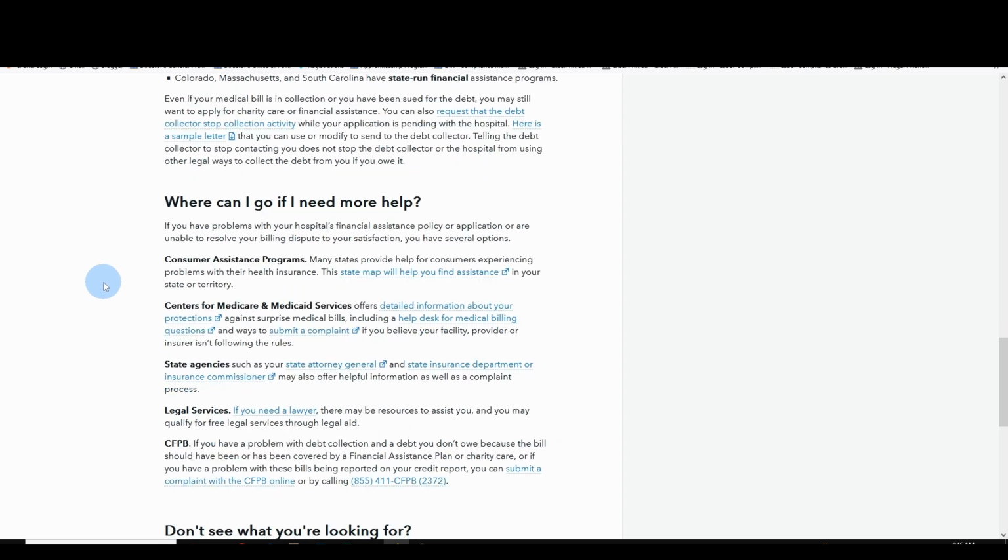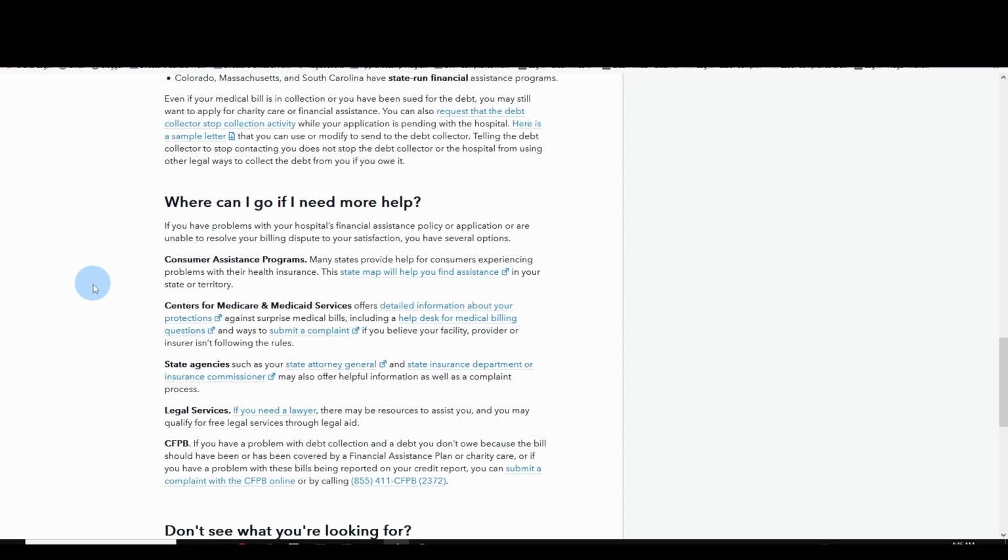Where can I go if I need more help? If you have problems with your hospital financial assistance policy or application or are unable to resolve your billing dispute to your satisfaction, you have several options. Consumer assistance programs. Many states provide help for consumers experiencing problems with their health insurance. This state map will help you find assistance in your state or territory.